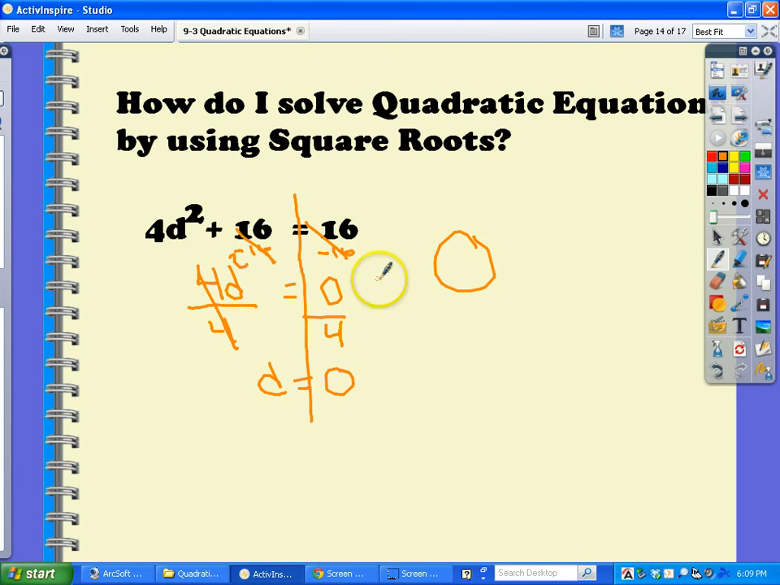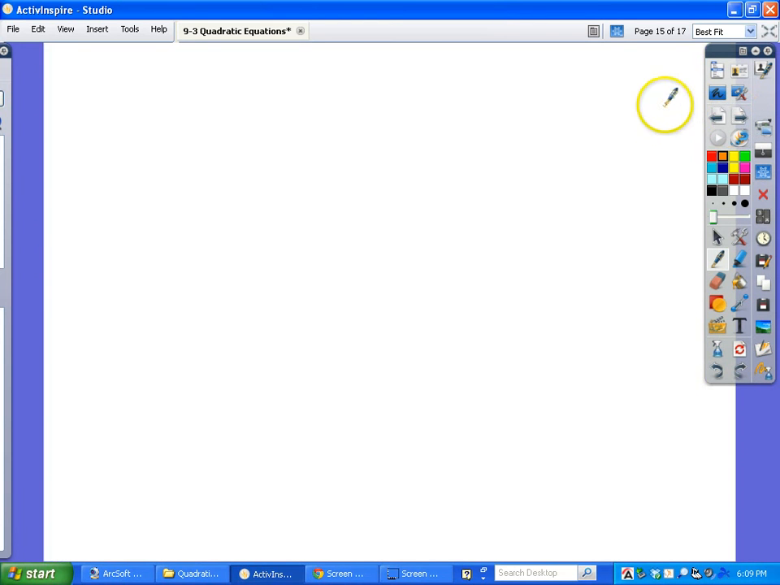So my solution will be 0. Okay. And again, if I did it the other way, the graphing way, I would have subtracted 16 from this side first, and you'll end up with the same thing. It'd be 4d equals 0. And so again, you would end up with 0 as your solution. Alright.